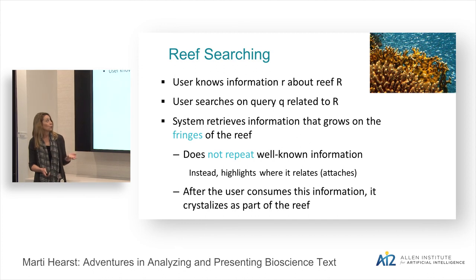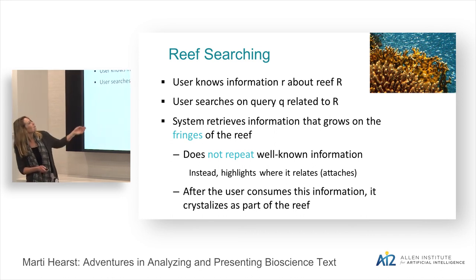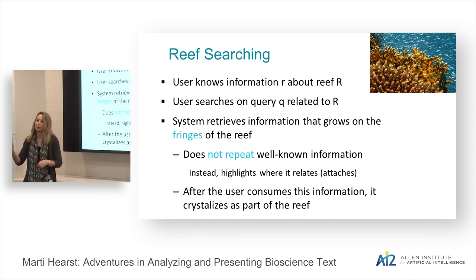So say a user knows information R about reef R, and someone made fun of me when I showed this before, saying I was talking about reefers. So I'll just get that out there before Oren can say it. The user searches on query Q related to R. The system retrieves information that grows on the fringes of the reef. It does not repeat well-known information, instead it highlights where it relates or attaches to what you've seen before. And after the user consumes this information, it crystallizes as part of the reef. So when you come back, it shows it.